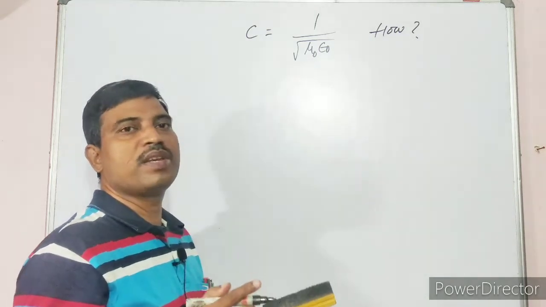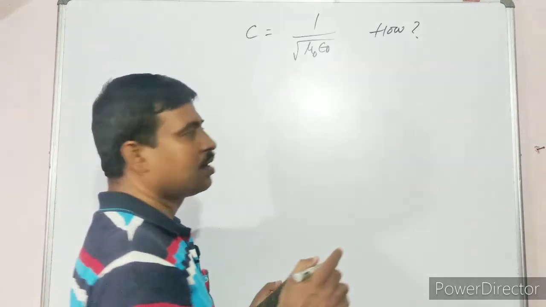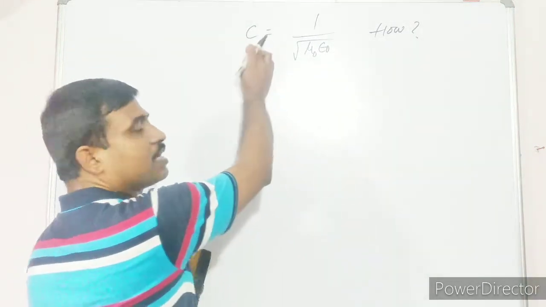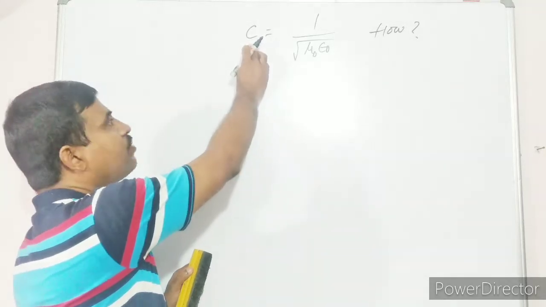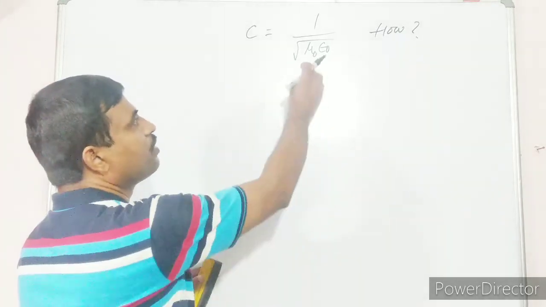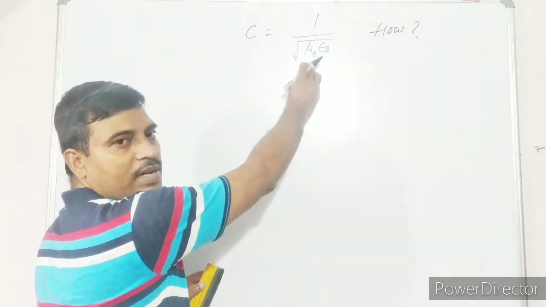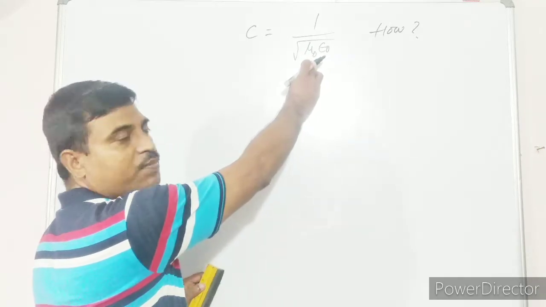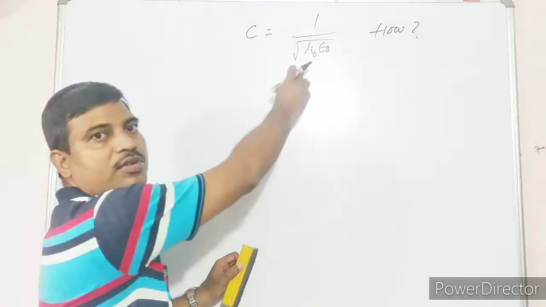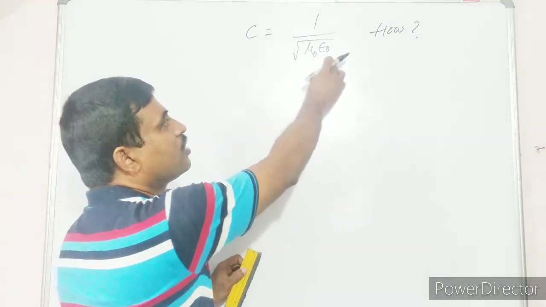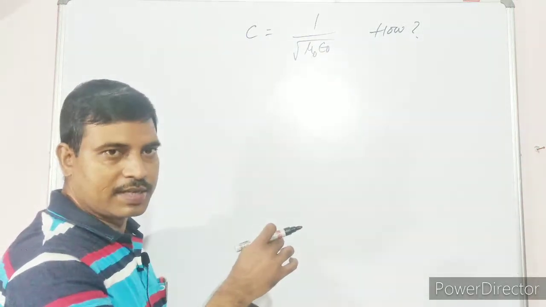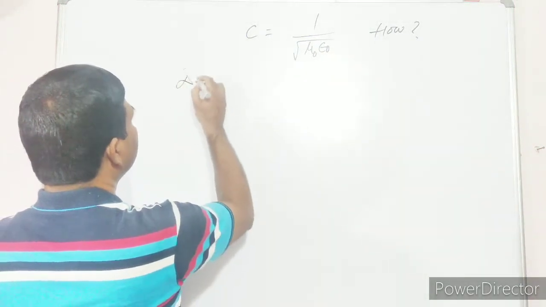We are very much familiar with Coulomb's law. Before going to Coulomb's law, I am telling this: the speed of light in vacuum is 3 into 10 to the power 8 meters per second. I will write mu naught, the permeability of free space, and epsilon naught, the permittivity of free space. So this is the usual meaning of these physical quantities. Okay, start. So how can you derive this?